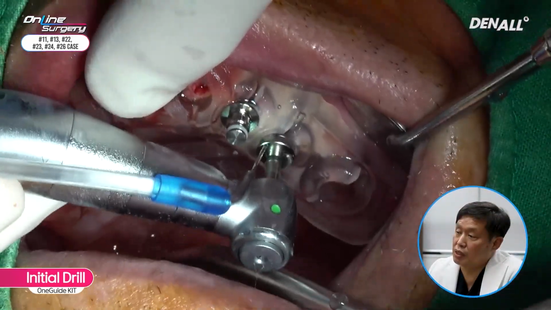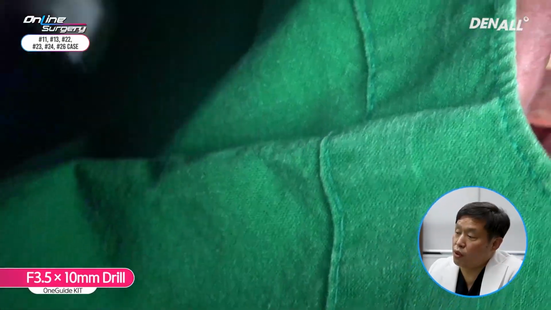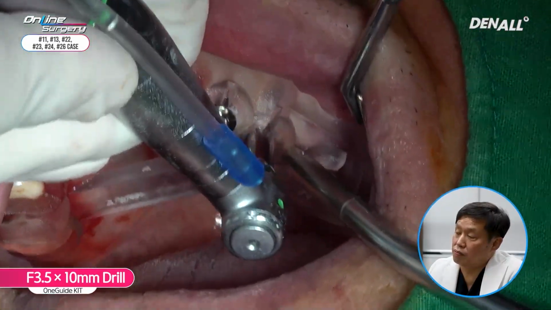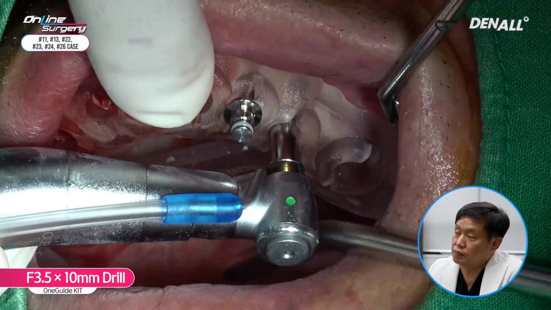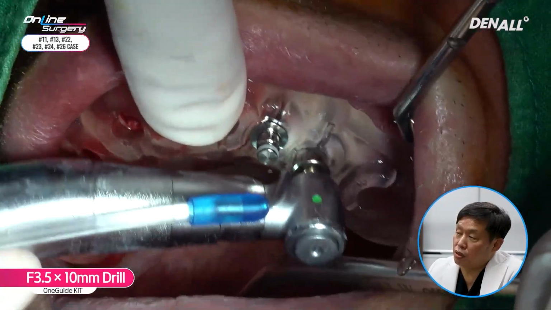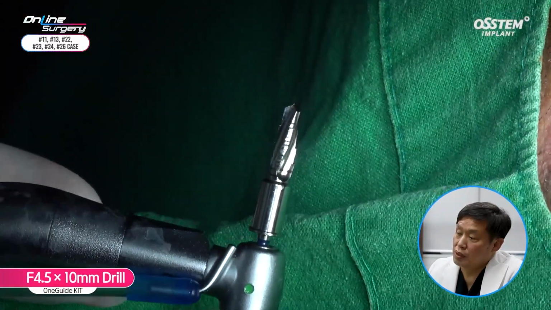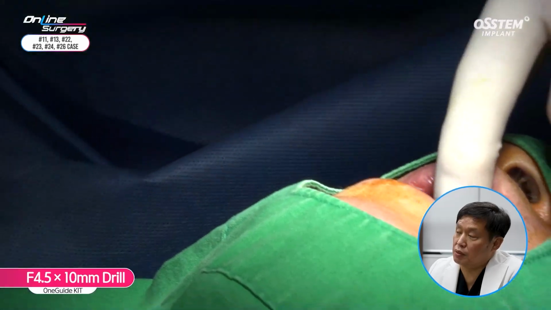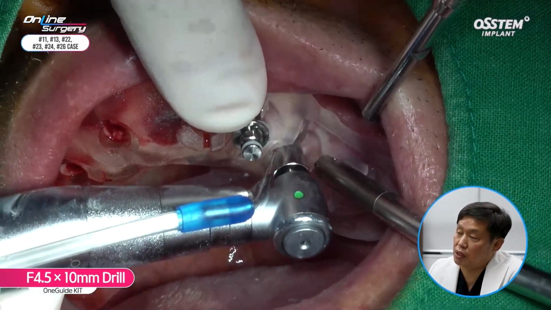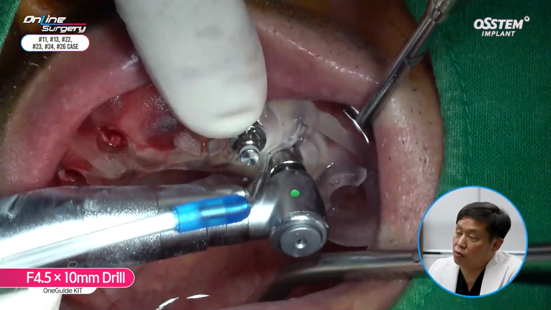In number 24, initial drilling was done, followed by 3.5 by 10 mm OneGuide kit to drill. Through pumping action, I made sure there was no bone heating. Next is 4.5 by 10 mm drill. In number 24, 4.5 diameter implant was planned. 4.5 by 10 mm OneGuide drill was used.